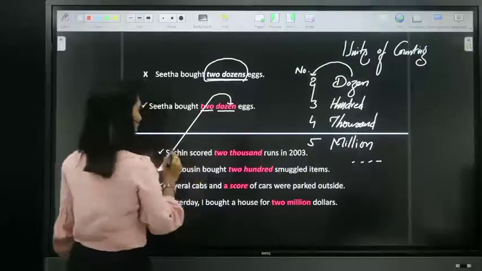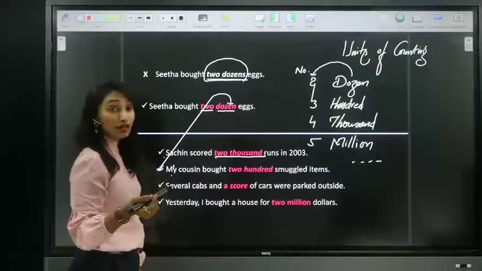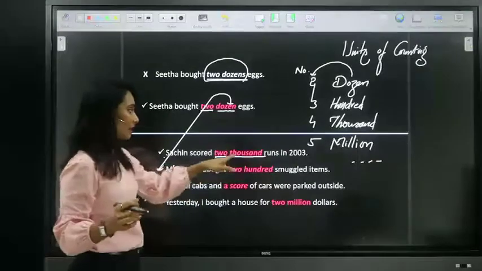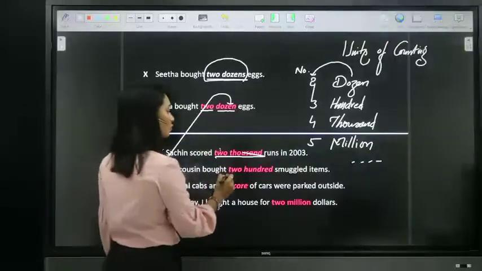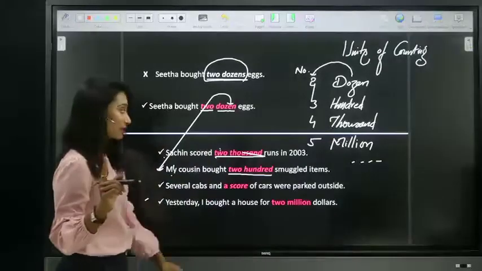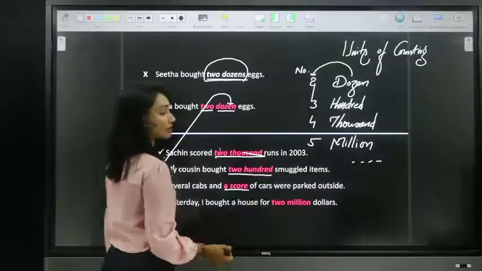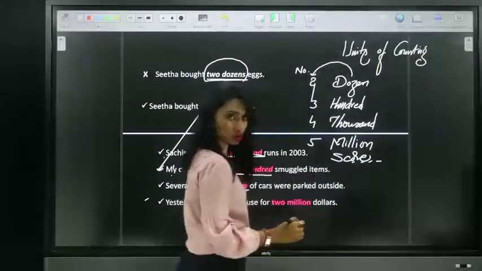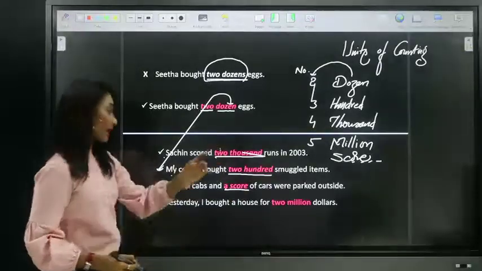Remember this, guys. Now look at this one. Sachin scored 2,000 runs in 2003. Here it is 2,000, not thousands, because it is preceded by a numerical adjective. My cousin bought 200 smuggled items. It is 200, not hundreds, preceded by a number. Several cabs and a score of cars were parked outside. We discussed that even score is also a unit of counting.